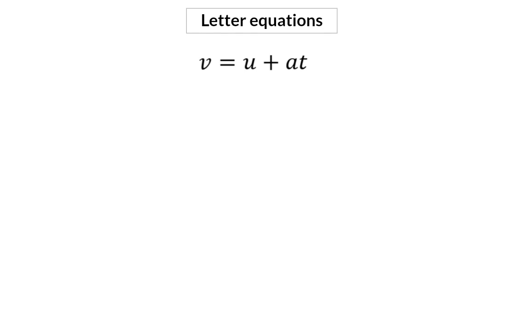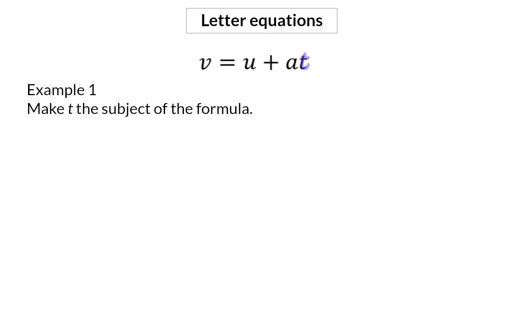At the moment, V is the subject of this formula. I can ask you, for example, to make T the subject of the formula. This means that T is now our variable and all the other letters can be dealt with as if they are constants. So to make T the subject of the formula, we need to solve T or get it alone on one side. And to do that, we are still going to follow the basic principles of solving equations.